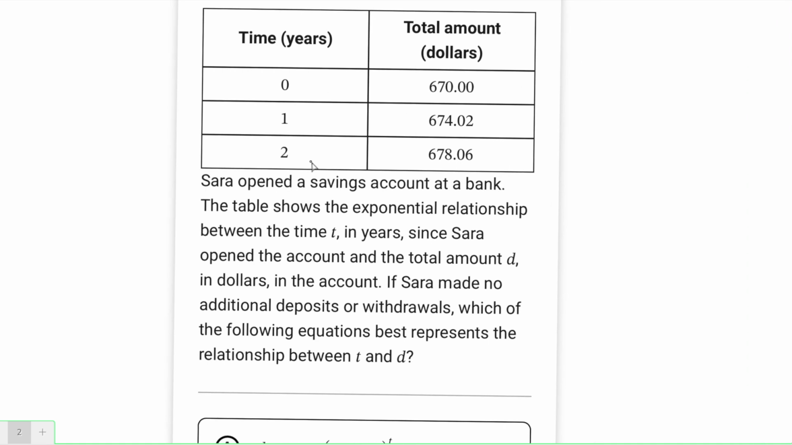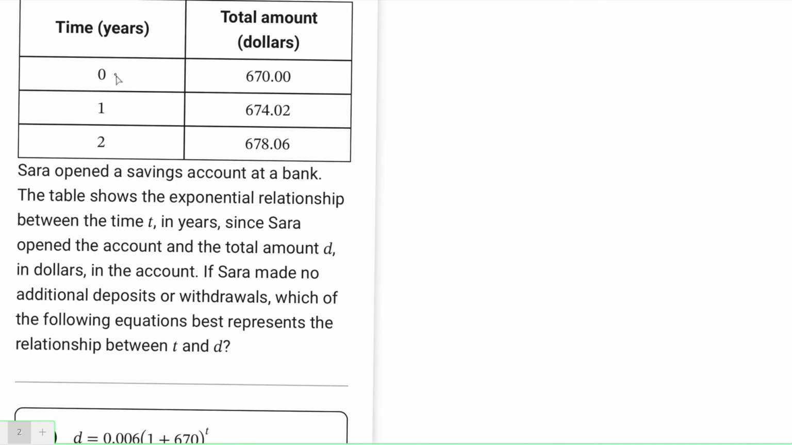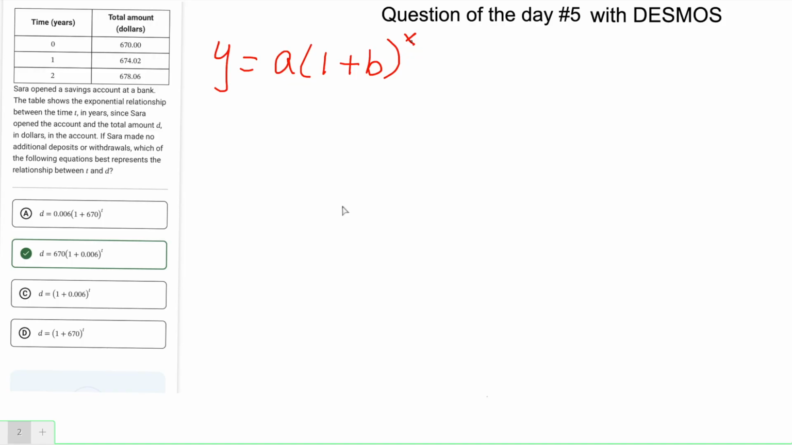Okay, so we know that the time is 0, and we have 1, and we have 2, and these are the dollar amounts. You can see that the dollar amounts are increasing. Here's the equation I wrote for you. This is a plus, so that means we have an increase. So this is an increasing function. Why is it increasing? Because we're working with an increasing bank account. A is the initial amount, so let's go ahead and put that. A is the initial amount, and we're starting with $670.